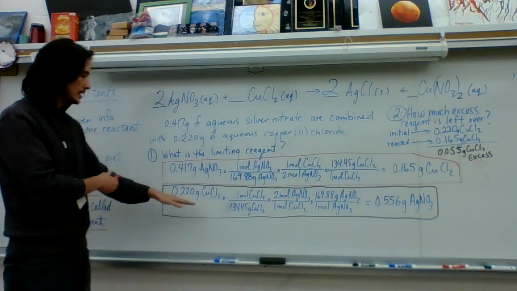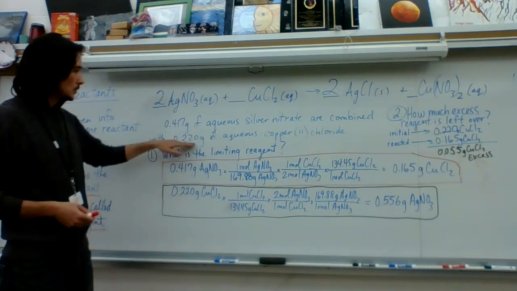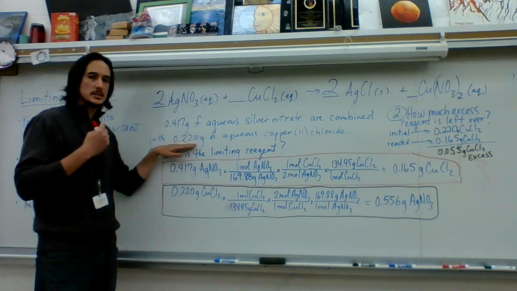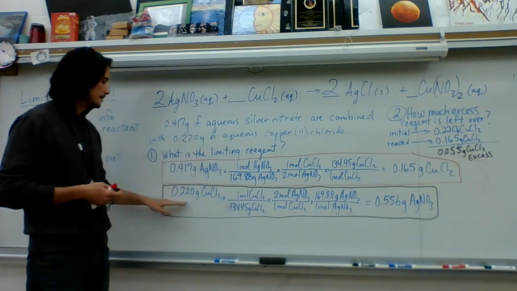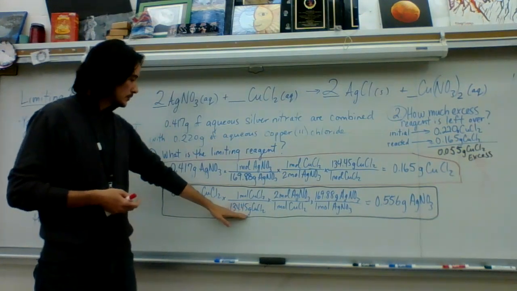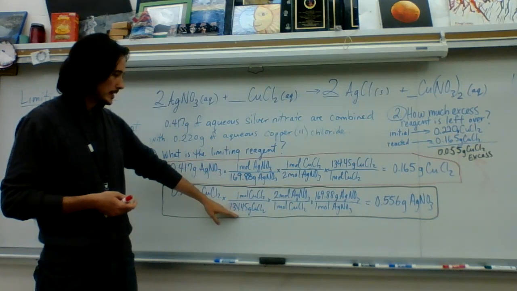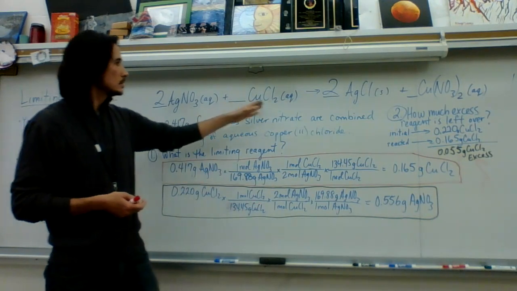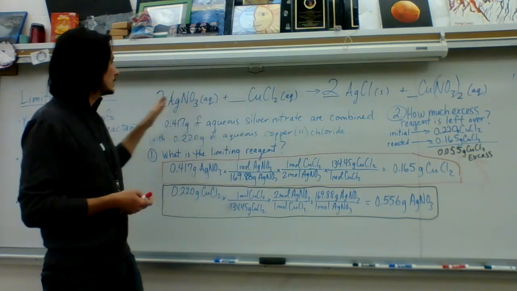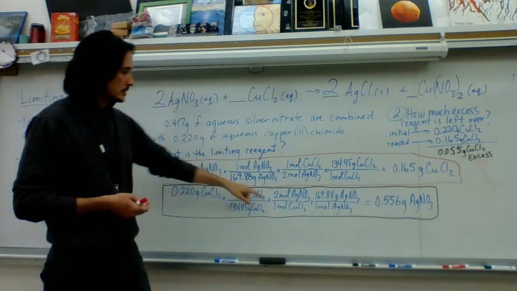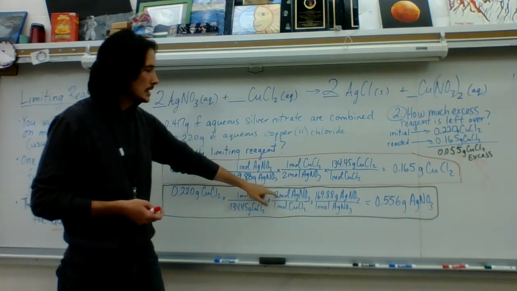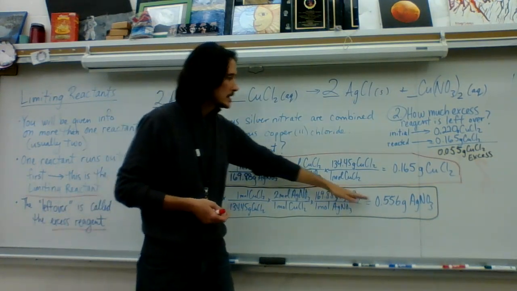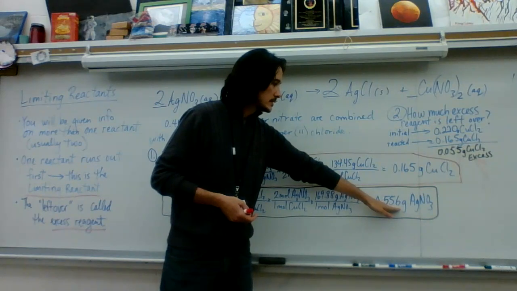Next thing, I'm going to take the copper 2 chloride. We're told that we have 0.220 grams. So I want to know, how much silver nitrate will this react with? I do the same thing. I'm going to convert to moles using the molar mass of copper 2 chloride. Then I convert from moles of copper 2 chloride to moles of silver nitrate using the coefficients 1 to 2. And then I convert to grams of silver nitrate using the molar mass, and I get 0.556.